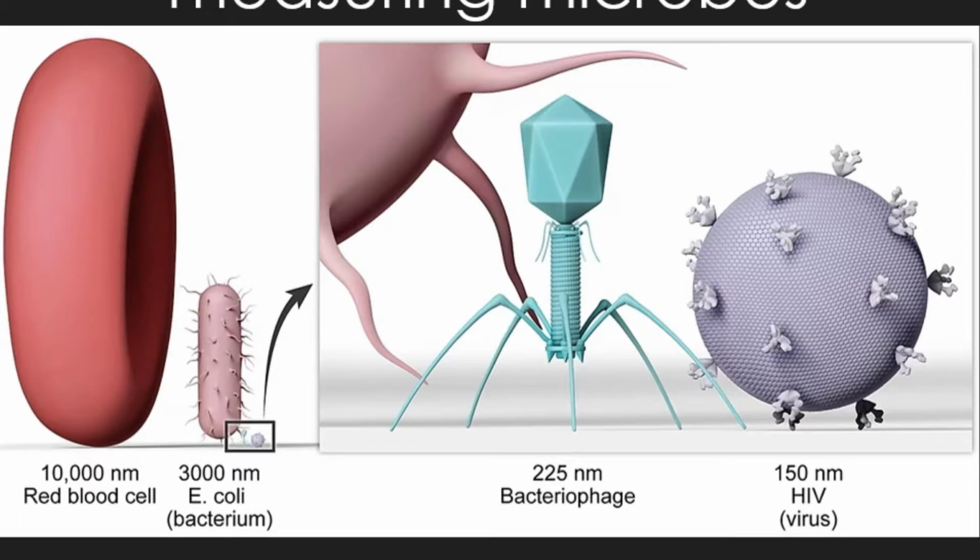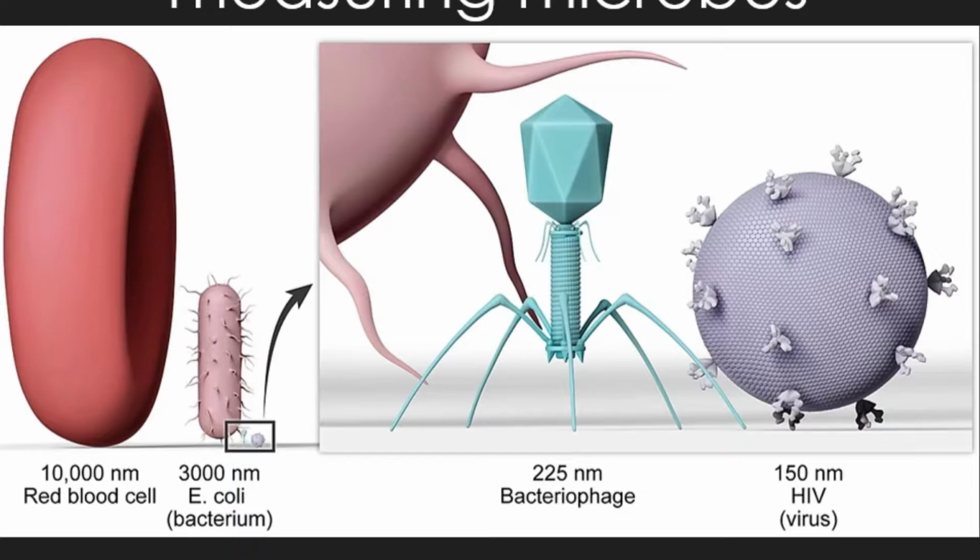But even smaller than that, if you take a look at the inset, is the virus, which is pictured next to just a small portion of the E. coli cell there. That bacteriophage, which is actually a bacterial pathogen, is about 225 nanometers in length, and HIV, the causative agent of AIDS, is about 150 nanometers. Now, they're using nanometers here because that allows them to look at all of these microbes and cells without changing units.